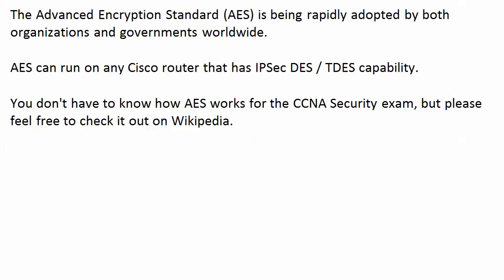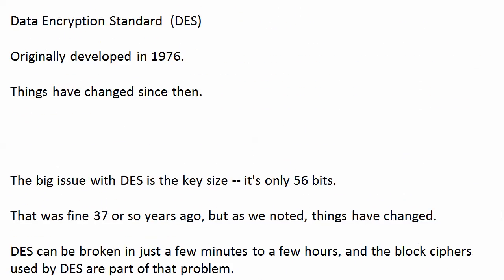Now, speaking of things that have been around for a while in networking, let's talk about DES for a moment. DES was originally developed in 1976, and again, things in computing have changed just a little bit since then. The big issue with DES is that key size that I mentioned a moment ago, because it's 56 bits. And if that sounds like next to nothing, you're right. Now, that was fine 35 to 40 years ago, but again, things have changed. And depending on whose article you're reading or which book you're reading, you can read that DES can be broken in just a few minutes to a few hours. The key thing is it can be broken.